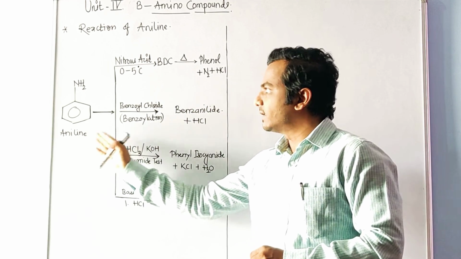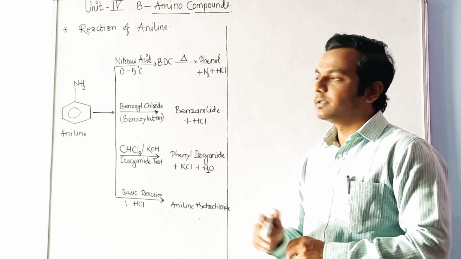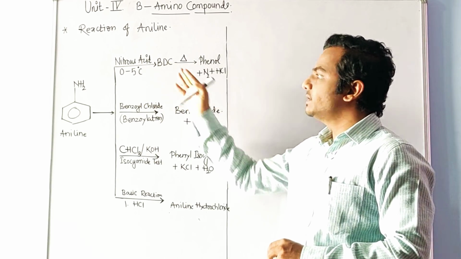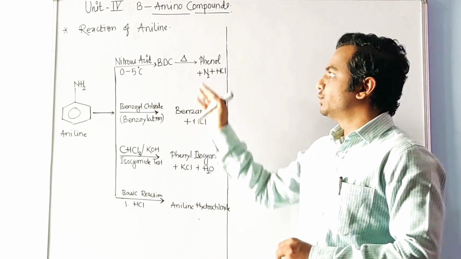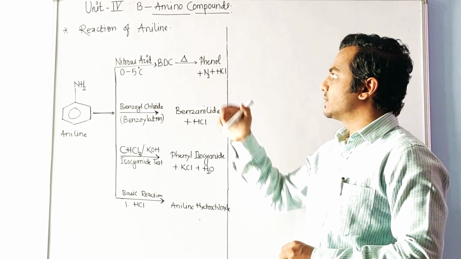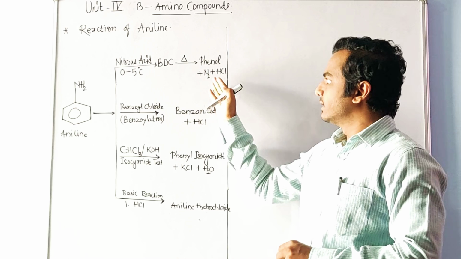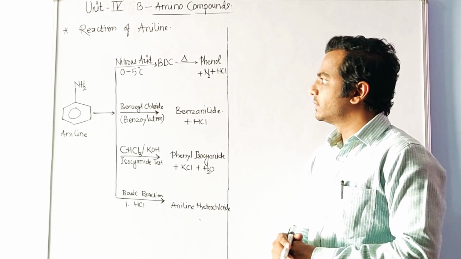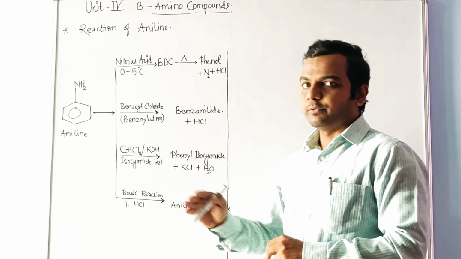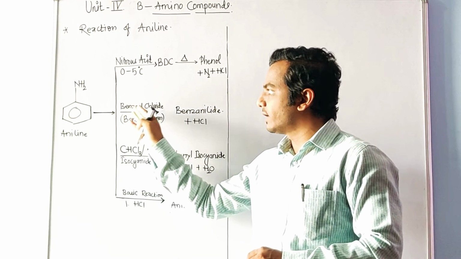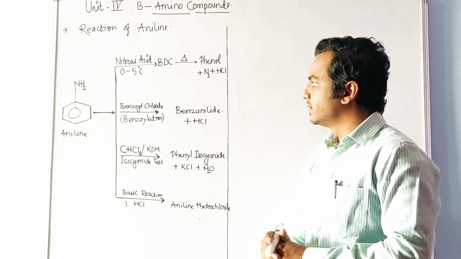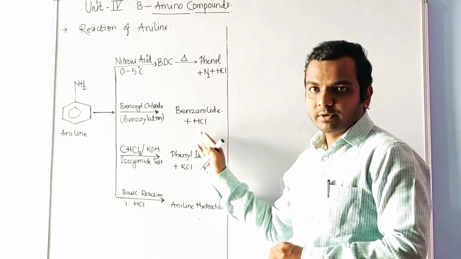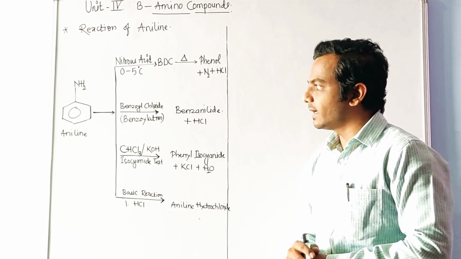First reaction is aniline when it reacts with nitrous acid at 0 to 5 degrees Celsius, it gives BDC as a product, which on heating gives phenol, N2 gas and HCl as a byproduct. The second reaction we are going to study is aniline when it reacts with benzoyl chloride, it produces benzanilide along with HCl.